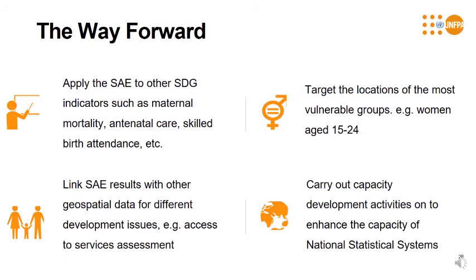For example, linking the unmet need for family planning with people's access to family planning services to find the geospatial gaps between supply and demand. Finally, carry out capacity development activities to help countries strengthen the national capacity to do the estimation. And this is the area where UNFPA has been consistently providing technical support to countries.